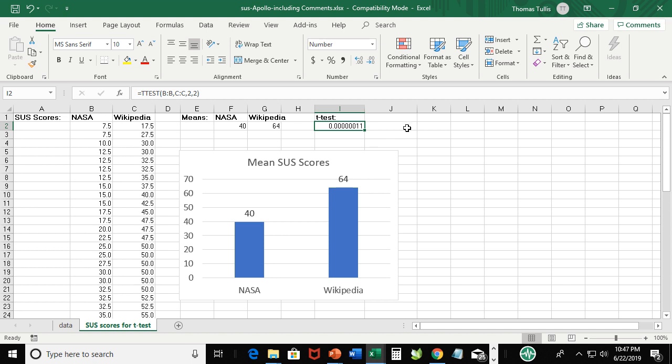So what this means is that this is a probability. This is the probability that this difference here between the 40 and the 64 is simply due to chance. So it is an extremely small probability that it's due to chance, so it is a highly significant difference.